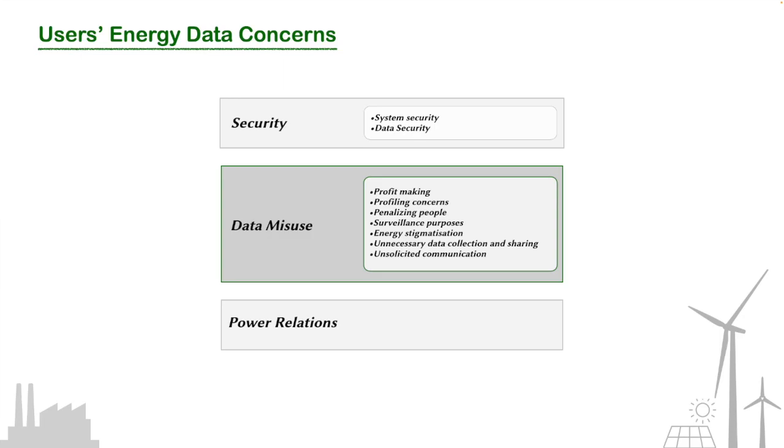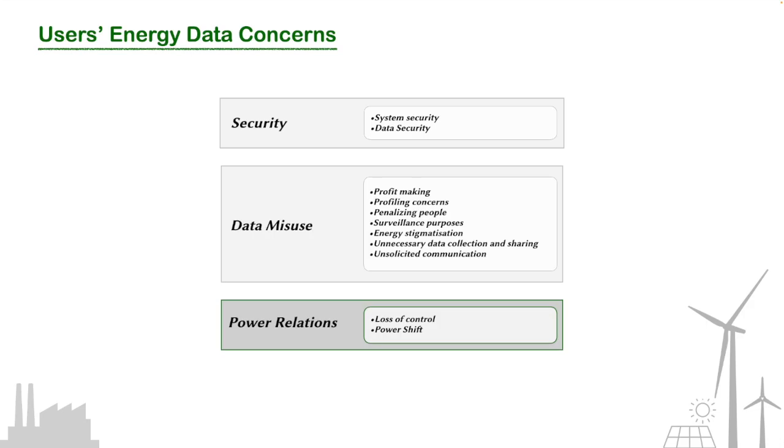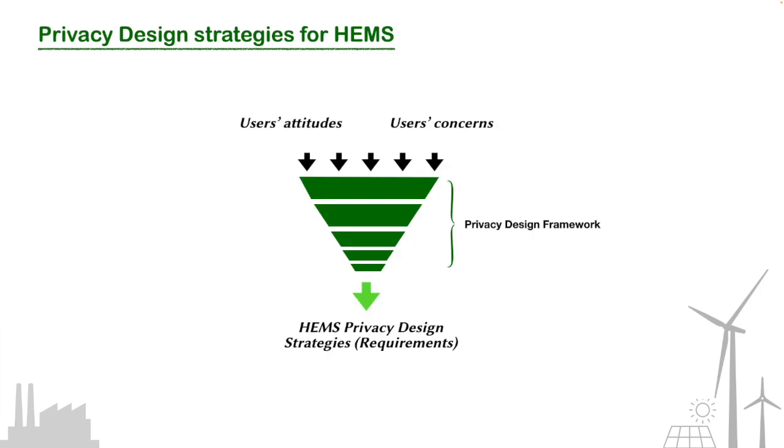They said companies could make profit from their data because they themselves do not know the opportunities that come with energy data. Others complained that they could also be penalized by these companies because of how they use energy. Lastly, most participants were concerned of losing control, or the provider having much control over them because of how they use energy. We used the result from our analysis and then derived privacy design for home energy management systems. The full list of this can be found in the paper.